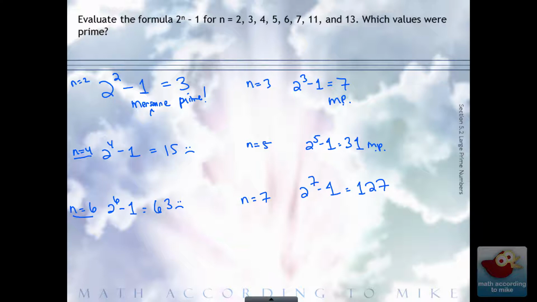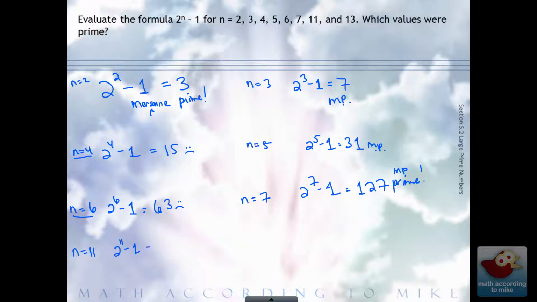I think 127 is prime. Let me try some numbers here. I think we're good to go. I think 127 is prime. Yeah, in fact, Mersenne prime. All right, so it seems to be working for prime, so let's try 11.